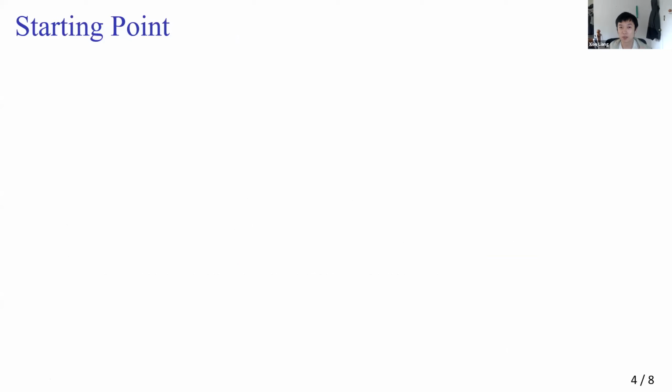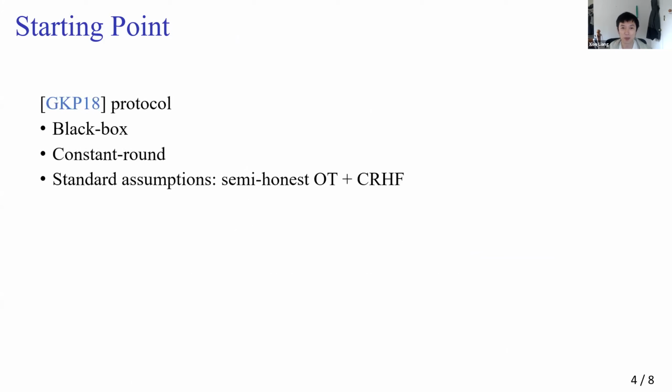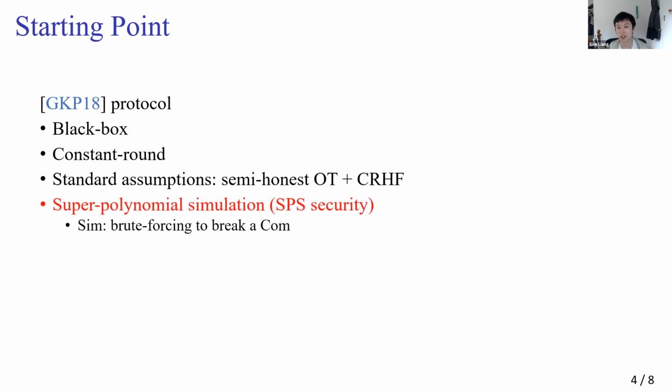Okay, as mentioned before, our starting point is the GKP protocol, which is already bounded, black box, constant round, and from OT and hash function. However, it achieves SPS security. The reason is that in their protocol there is a commitment. The simulator needs to run in super polynomial time to break the commitment to finish the simulation.